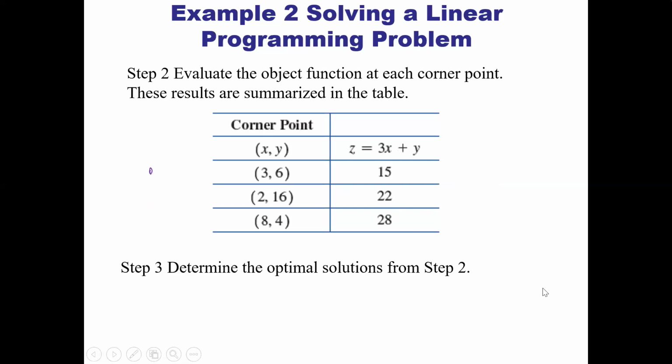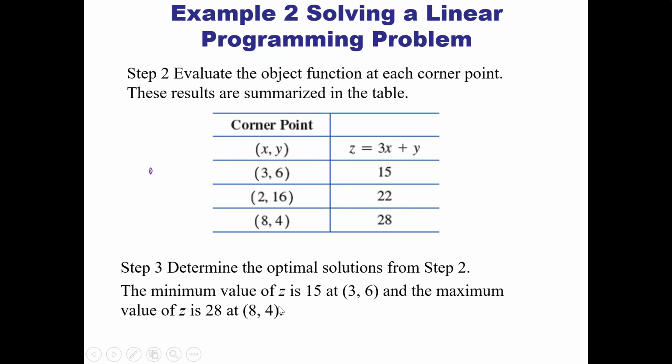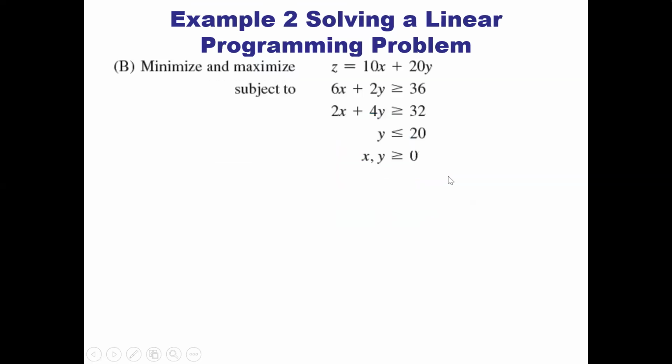So what does that mean? Well, we're supposed to determine the optimal solutions that we found here. And so basically the minimum value is what? Well, that's the smallest one, which is 15. That's at 3.6. And the maximum is where? At 8.4, which is our 28. So that's going to be our max, and the other one is going to be our min. So again, we're just looking at our table. That's the max, that's the min, just using this table approach.